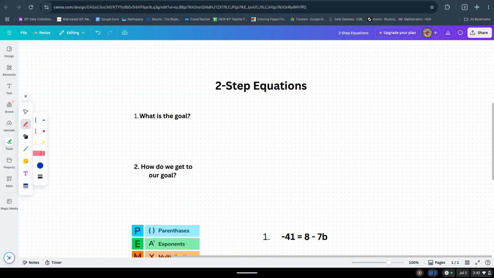So, two-step equations, what is the goal? Let the students answer if they've already figured it out. Just restating our goal: get the variable alone. And variable again, it just means a letter that is representing a number.